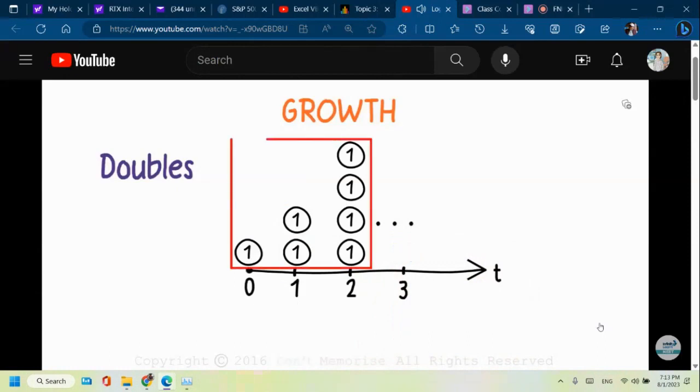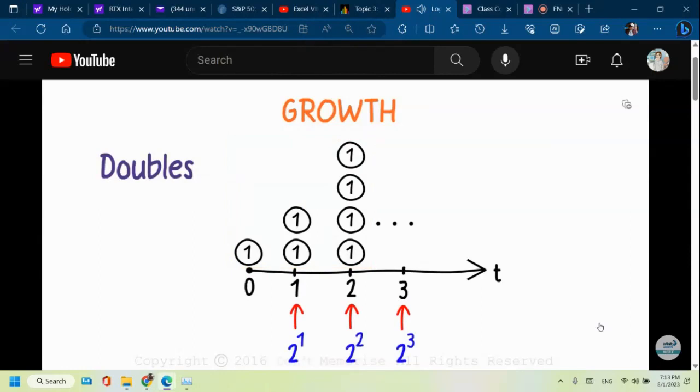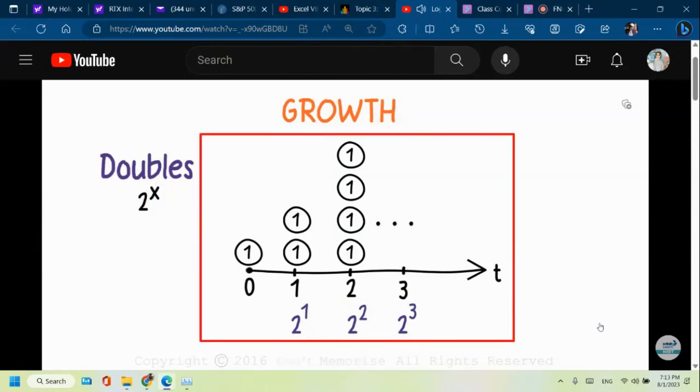How do we look at this growth? First, we see that the numbers at the end of the time periods are powers of 2. It's in the form 2 to the power x, where x is a non-negative integer. 2 raised to 1, 2 raised to 2, 2 raised to 3, and so on. This was one way in which we looked at double growth.